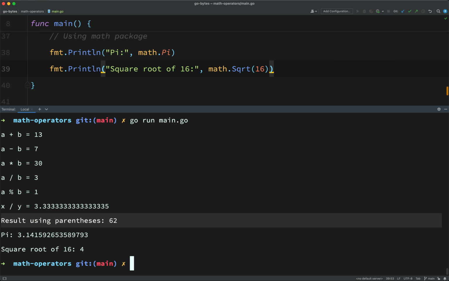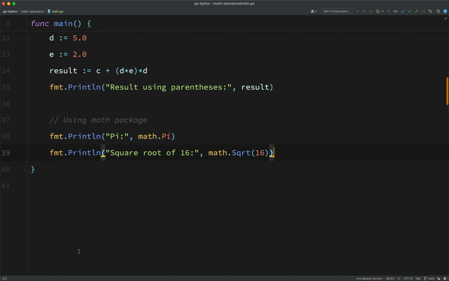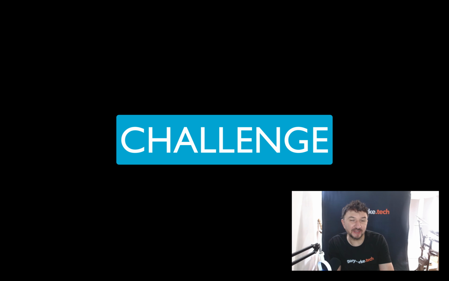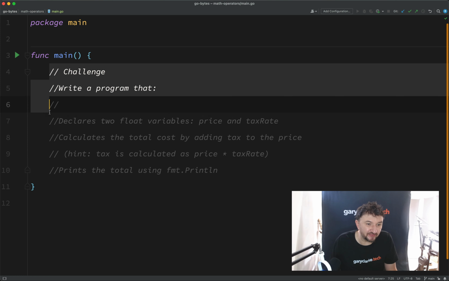Let's run this. So we're looking down at the bottom here for these last two. So pi, 3.141592 blah blah blah, and square root of 16 is 4. I think we've covered enough of the basics there now for you to have a go at a small challenge. So here's one for you.